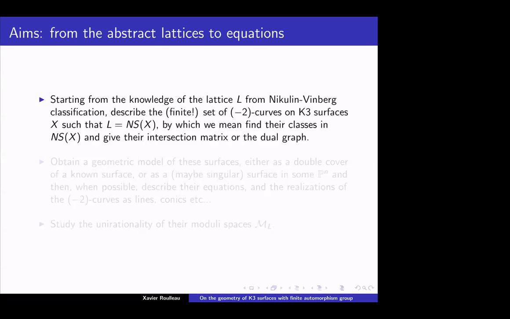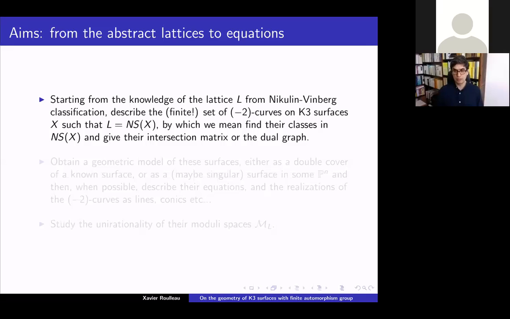So we start from a lattice of the Nikulin-Weinberg classification, and I want to describe the finite set of -2 curves on the K3 surfaces which have that Néron-Severi group. So that knowing these -2 curves means for me knowing the intersections, or the dual graph of these curves.